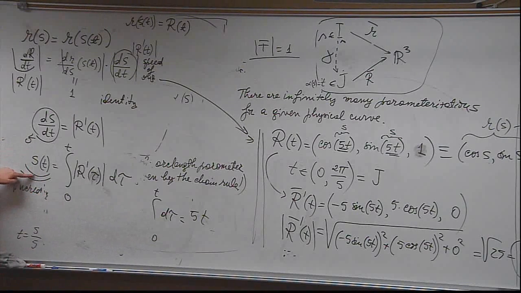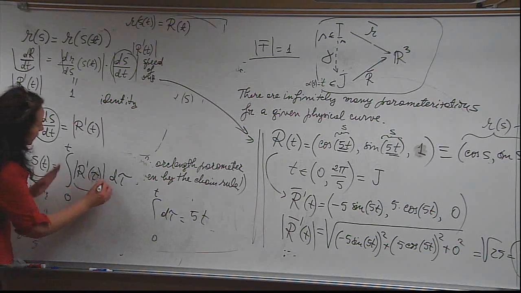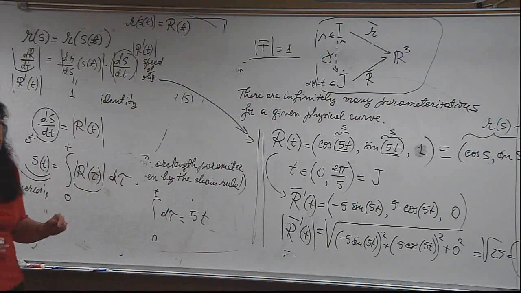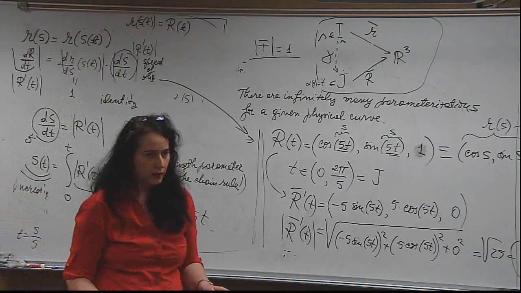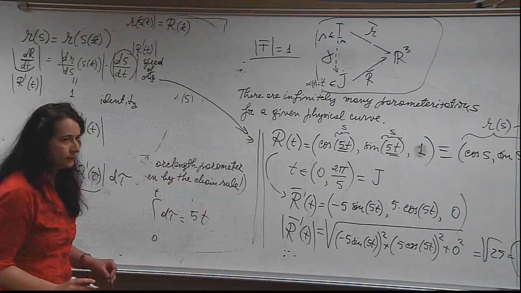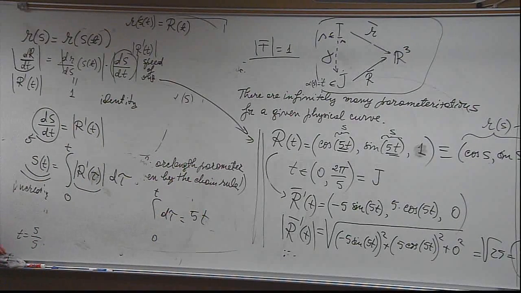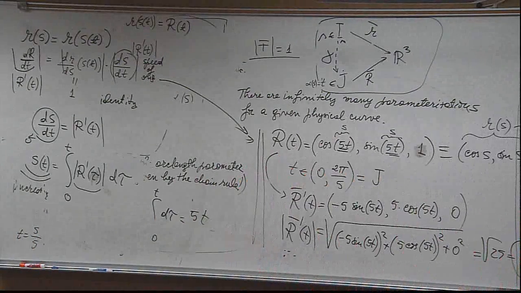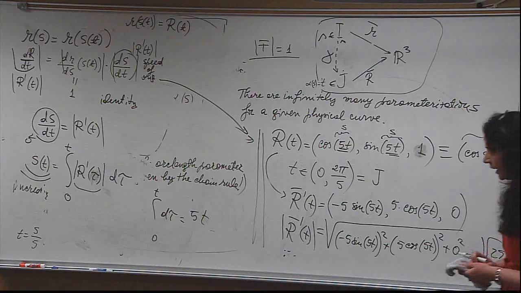So ds/dt again will be the speed. Say it again, Magdalena. ds/dt will be the speed of the original line. ds/dt in our case was 5. S was 5 times t. All right. That was a simple example, sort of, kind of.